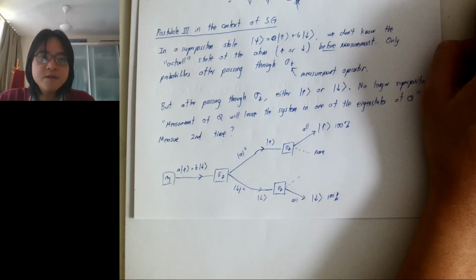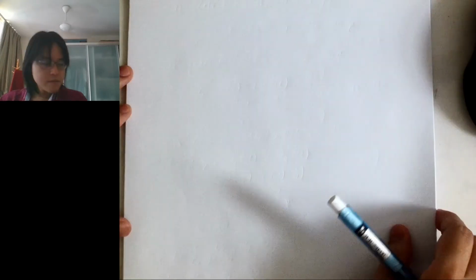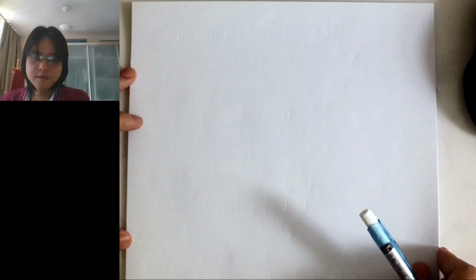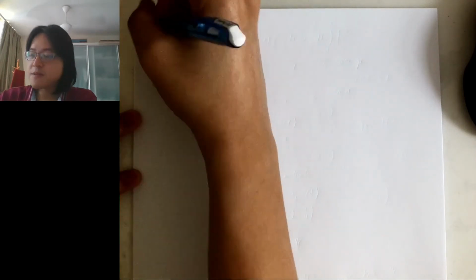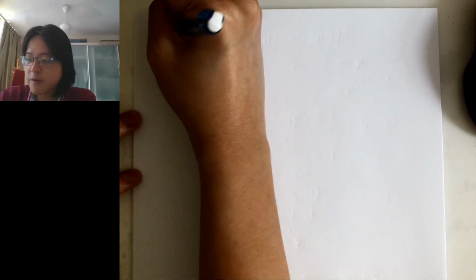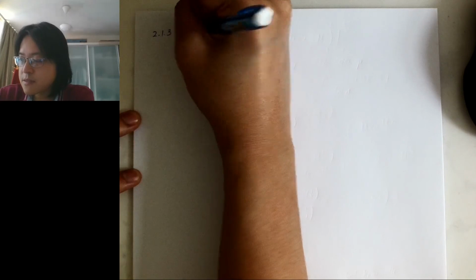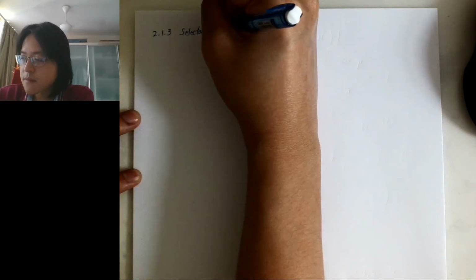Okay, so that is the basic idea, at least the basic setup, of the Stern-Gerlach experiment. Now that we understand the basic building blocks, we can start to play around and do other things. So 2.1.3, selectors and flippers.